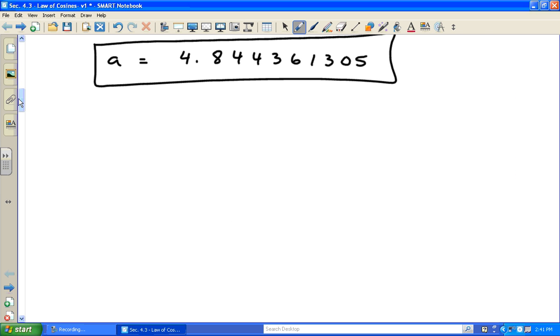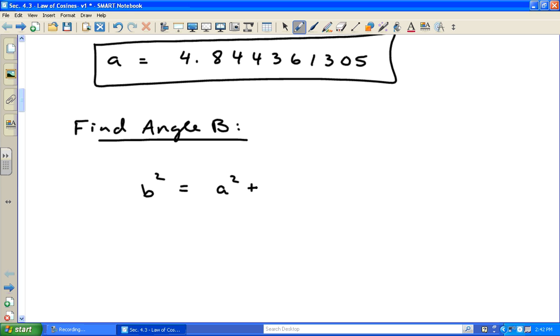Okay, so let's go and pick the next thing we'd like to find. Let's say we'd like to find angle B. If we want to try to find angle B, that is the only thing that we would not know in our formula. Okay, that being the case, we actually want to start with side B. And so this is the formula that we'd want to use. B squared equals A squared plus C squared minus 2AC times cosine of angle B. We want to use that formula because cosine of angle B needs to be in the formula, and that's the thing that we don't know.